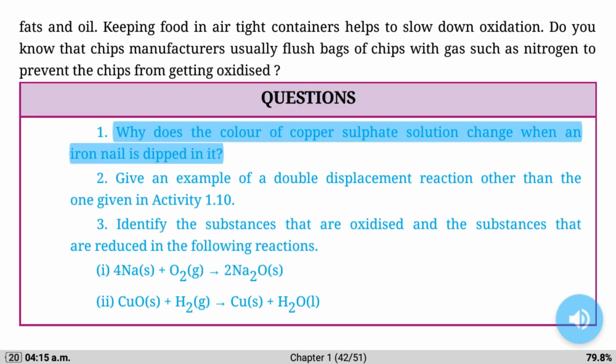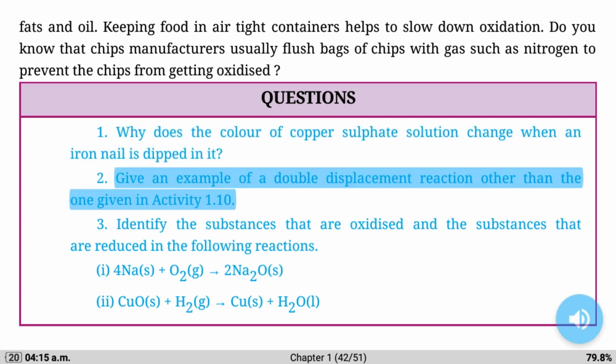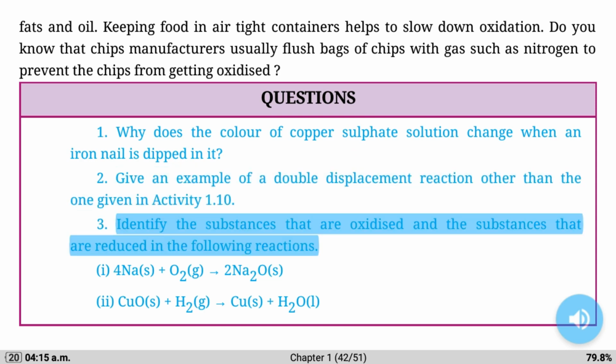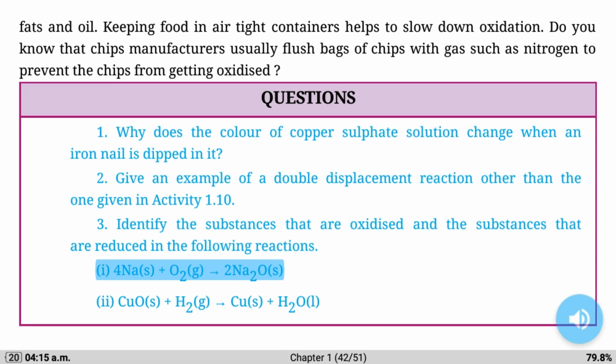Questions. 1. Why does the color of copper sulphate solution change when an iron nail is dipped in it? 2. Give an example of a double displacement reaction, other than the one given in Activity 1.10. 3. Identify the substances that are oxidized and the substances that are reduced in the following reactions. (i) 4Na(s) + O2(g) → 2Na2O(s). (ii) CuO(s) + H2(g) → Cu(s) + H2O(l).